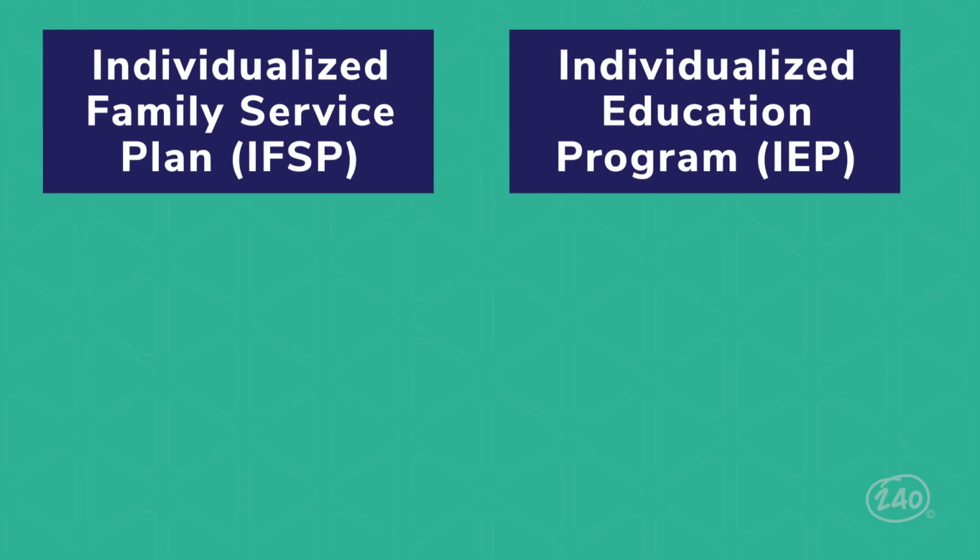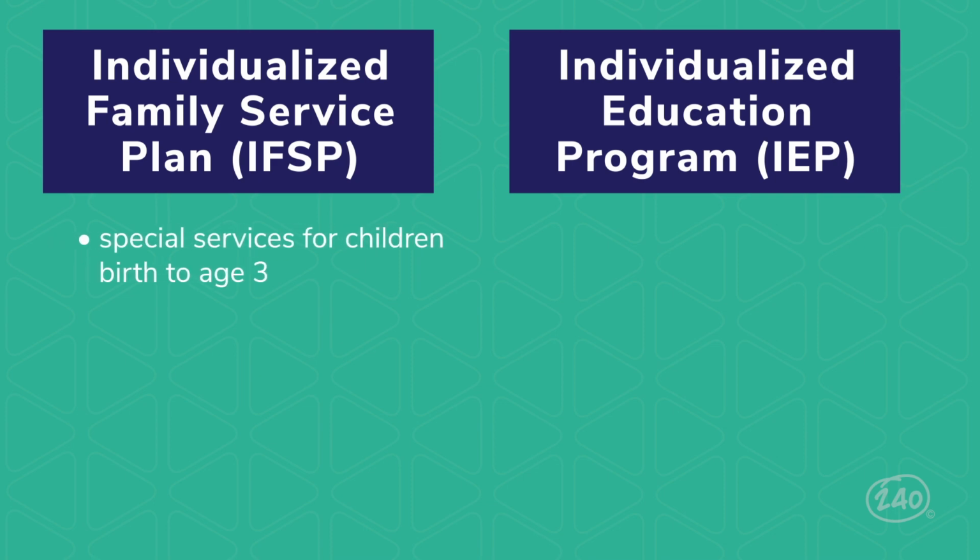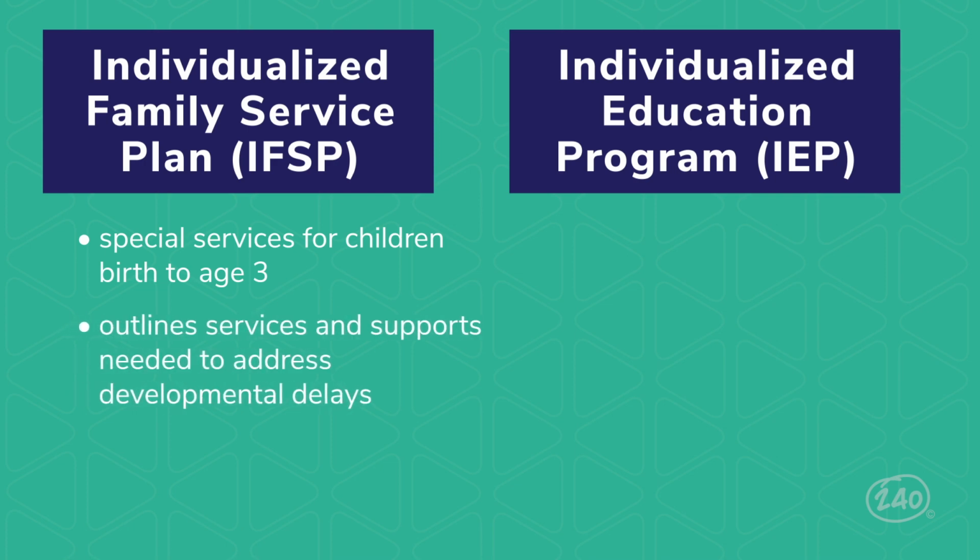IFSP stands for Individualized Family Service Plan. This is a plan to provide special services for children from birth to age 3 with disabilities or developmental delays. It outlines the services and supports that a child and their family will receive to address the child's developmental needs.